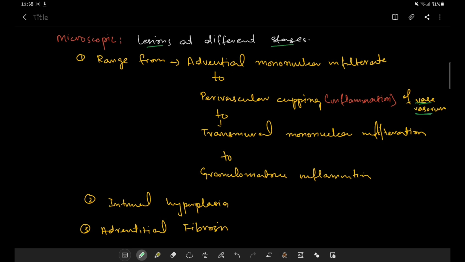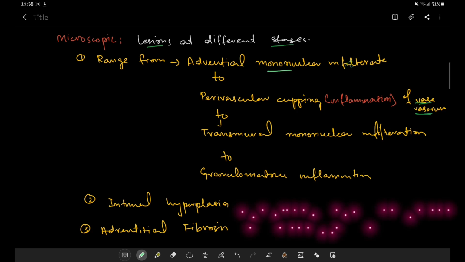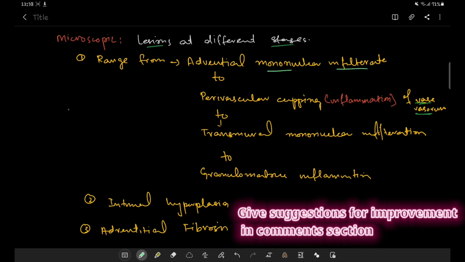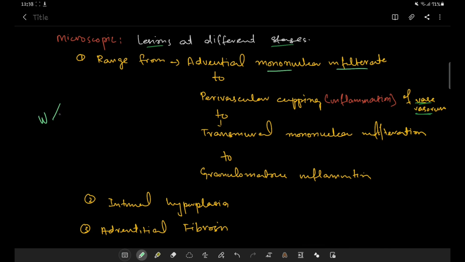We can see the lesion at different stages, and these lesions can range from the adventitial mononuclear infiltration, as we already discussed that the wall of the vessel consists of three parts: adventitia, media, and the intima. So there can be only the adventitial mononuclear infiltration. There can also be inflammation or perivascular cuffing of the vasa vasorum.